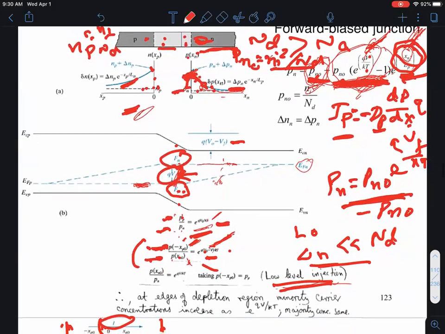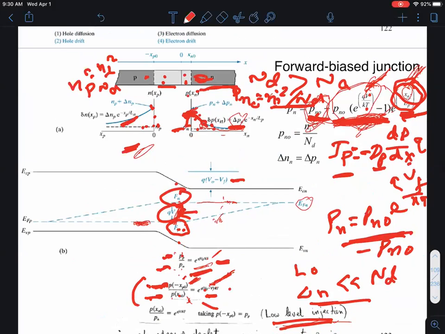Delta PN over here is PN naught, which is Ni squared over ND times e to the power QV over KT minus 1. The curious thing is the whole contribution to the current is inversely proportional to the majority carrier donor concentration on the N side.